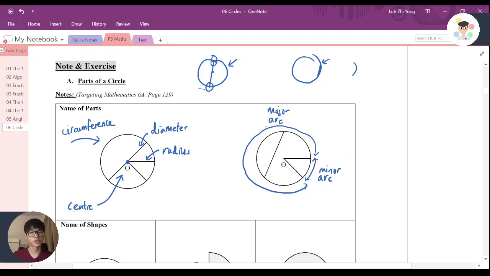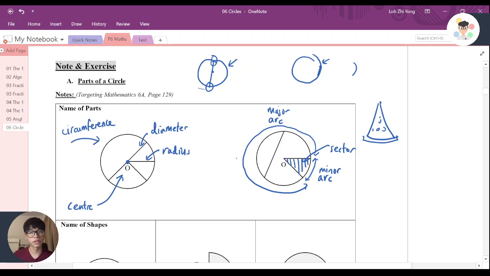And just for your information also, if I want to refer to this part of the circle, like a pizza that you just got, then it's very nice. This part of it, usually we call it a sector. Again, the same thing, either major sector or minor sector, depending on which one you're referring to.